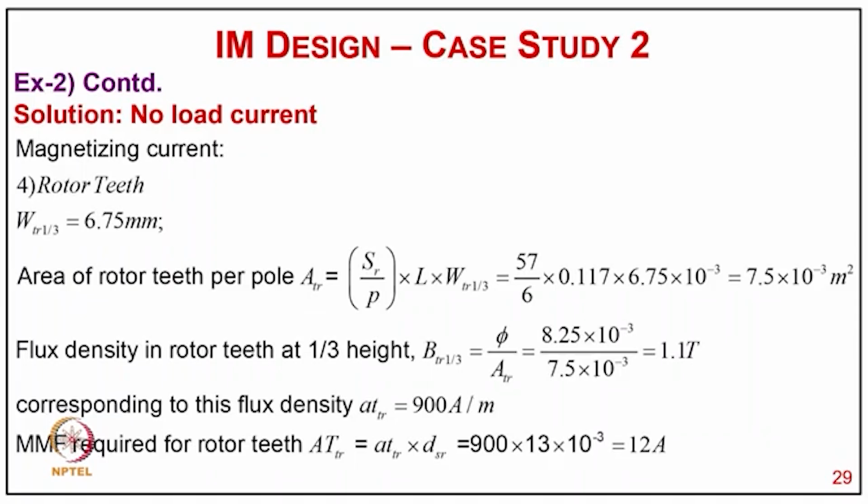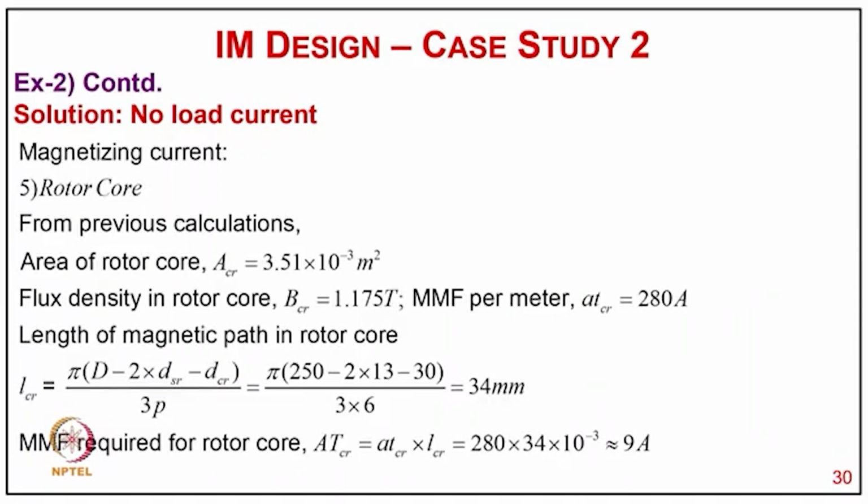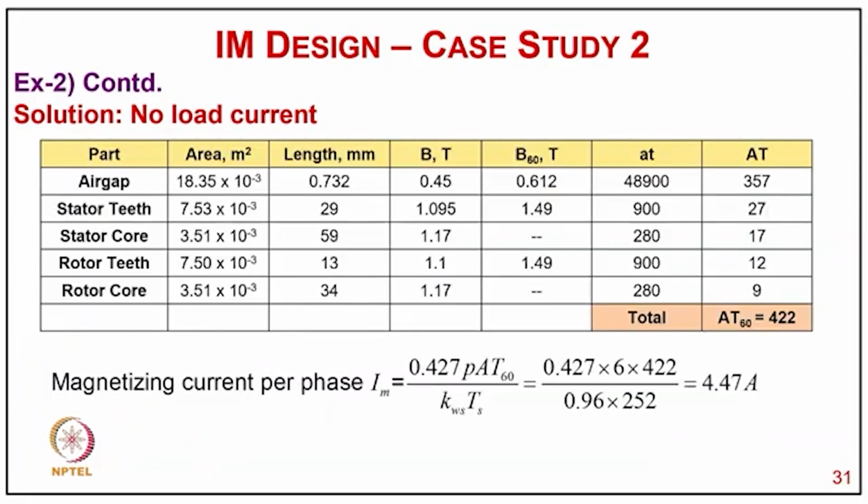Now coming to MF calculation for rotor core. From the previous calculation we have area of the core ACR equal to 3.15 into 10 power minus 3 meter square, and flux density in rotor core is BCR equal to 1.175 Tesla, and per meter ATCR equal to 80 ampere. Length of magnetizing path in rotor core LCR equal to pi in bracket D minus 2 DSR minus DCR by 3P, putting value it comes 34 mm. MF required for rotor core is capital ATCR equal to small ATCR into LCR, so it comes around 9 ampere.